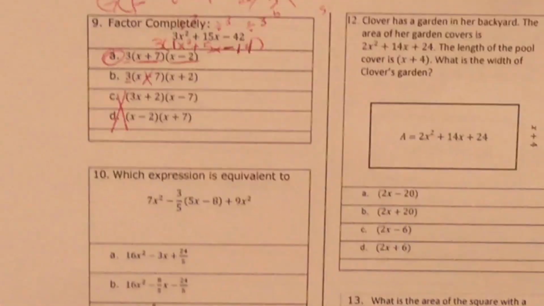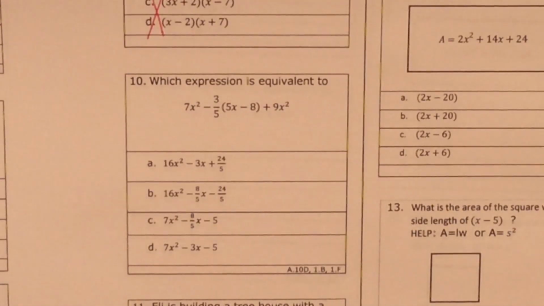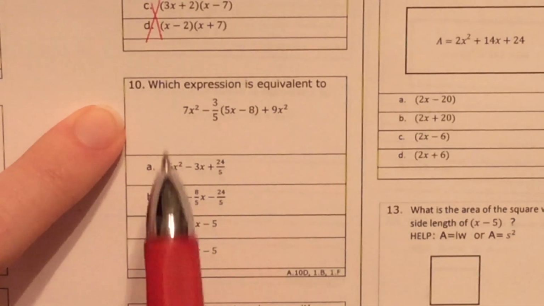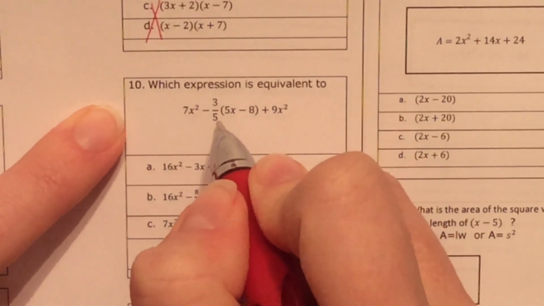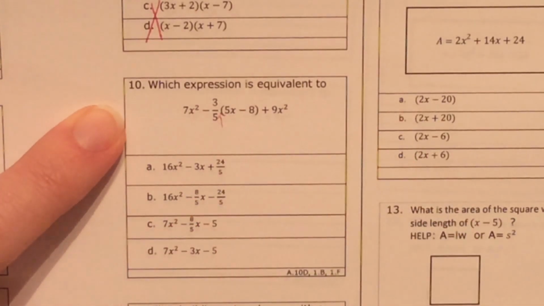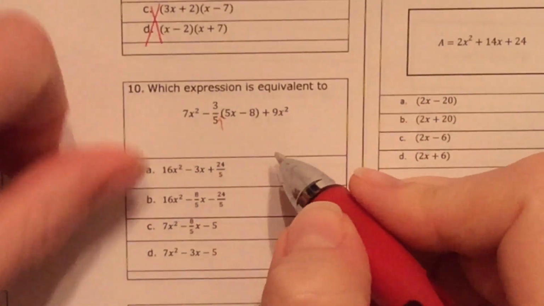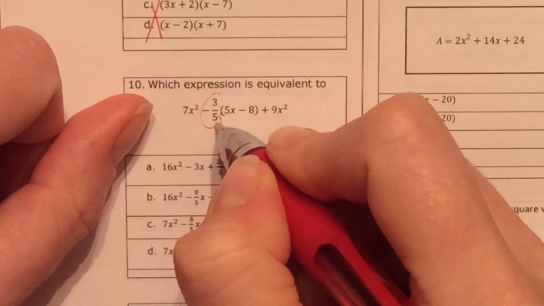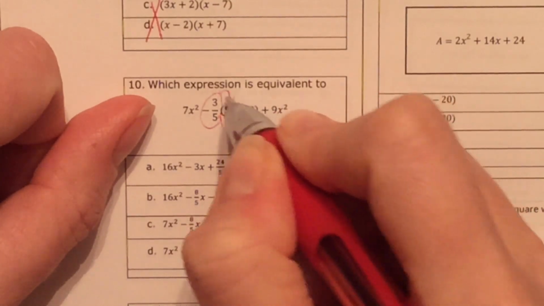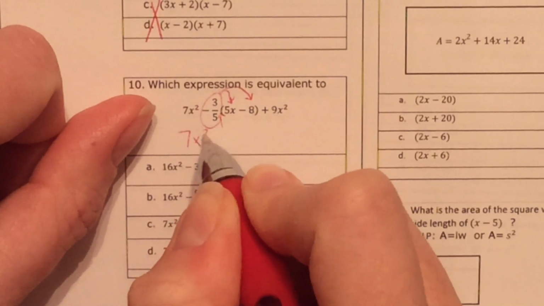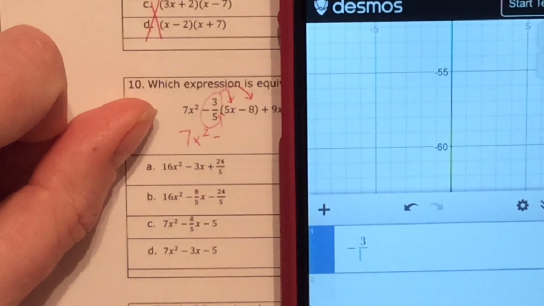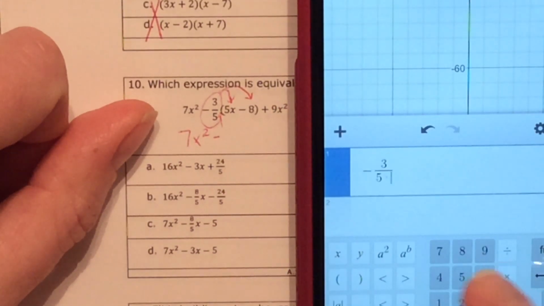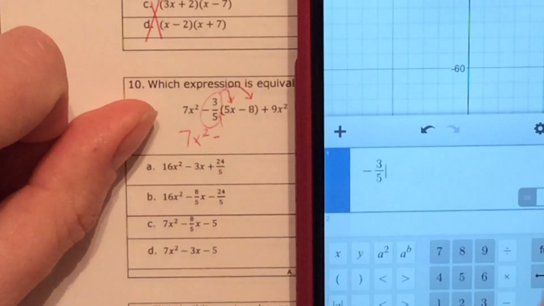Number 10. Which expression is equivalent to that? Okay, so we want to go down the line, and we can't just start combining like terms because we have a fraction right next to the parentheses, and that means multiply. So we're going to multiply this by each thing inside the parentheses. So we have 7x squared minus, and then we're going to say negative 3/5 times 5.